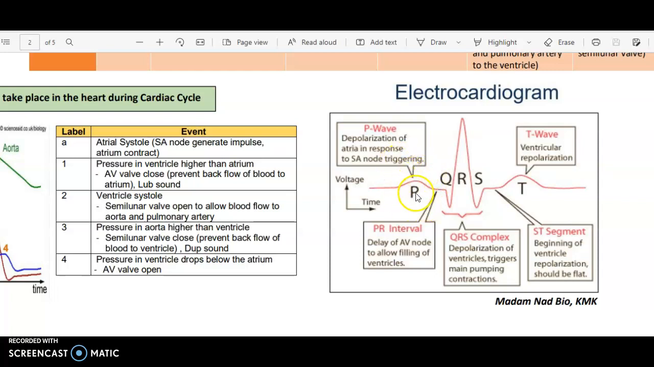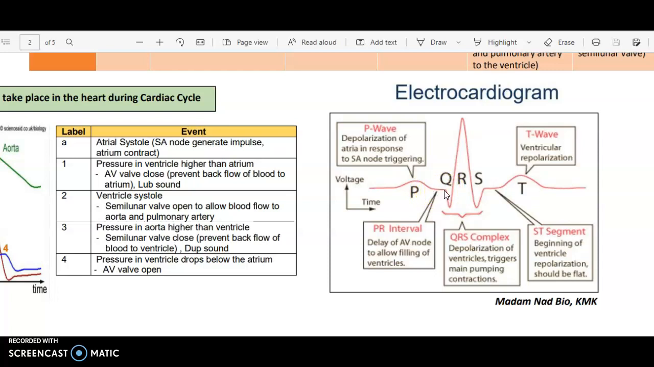Why do the atria depolarize? First, the atria are in relaxation, in diastole. After that, the SA node generates an impulse. Then the impulse spreads to both atria. When the atria receive the impulse, they are called depolarized. So P refers to the atria depolarized. Then after the impulse spreads to both atria, the impulse is delayed at the AV node for 0.1 second. This is referred to by the flat part of the graph here.